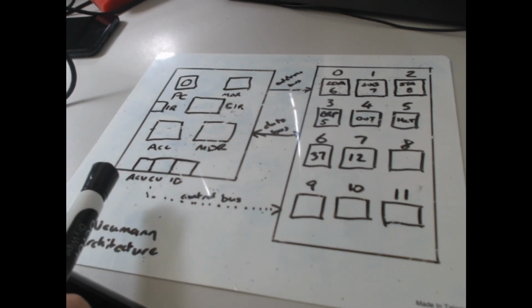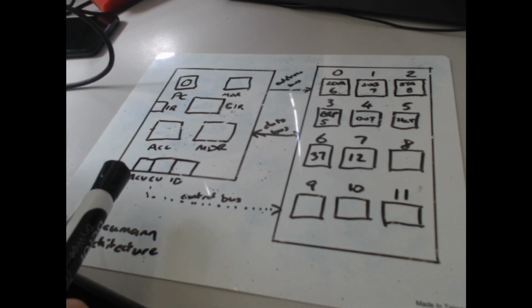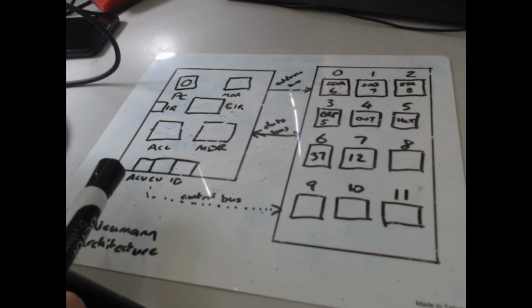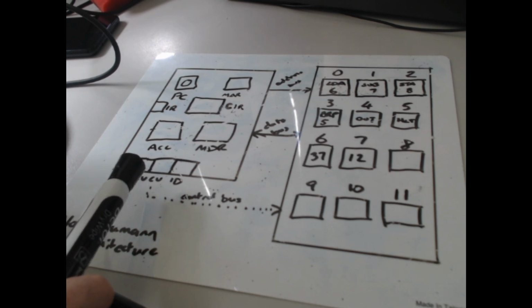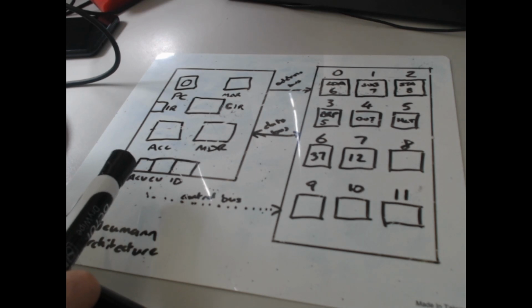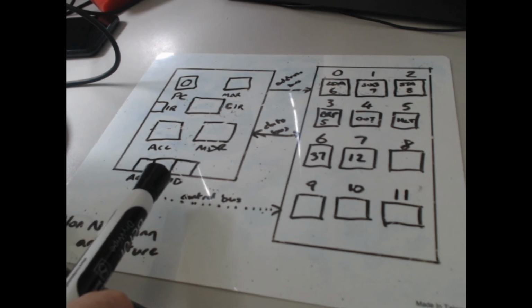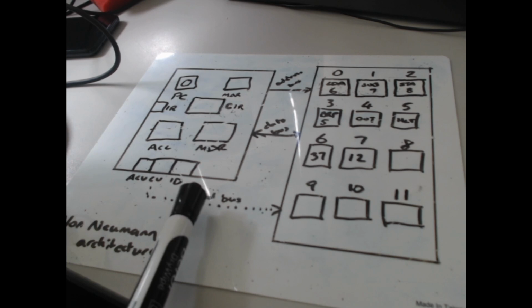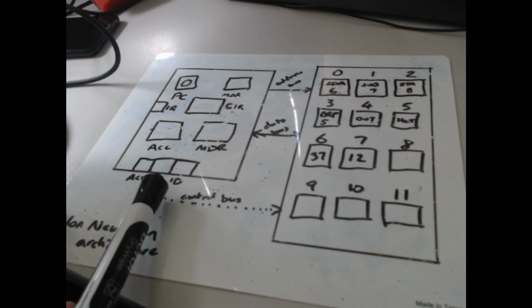In addition to that, we've got some units. So at the bottom here, the arithmetic logic unit, which does arithmetic and logic comparisons. The control unit, which sends control signals, timing signals, and controls the flow of data in the CPU. And the instruction decoder. You may see some models with the instruction decoder as part of the control unit.